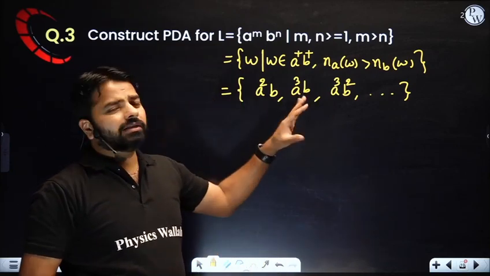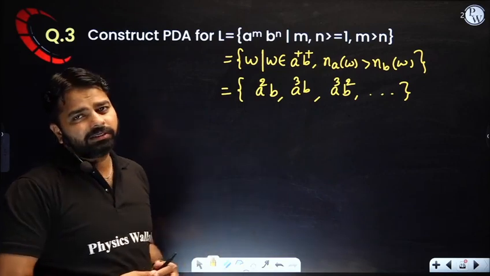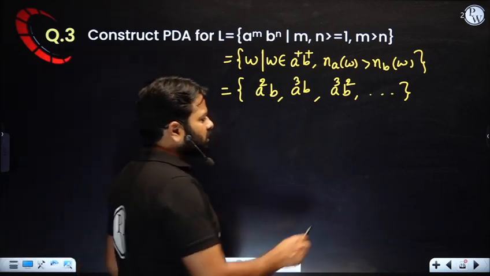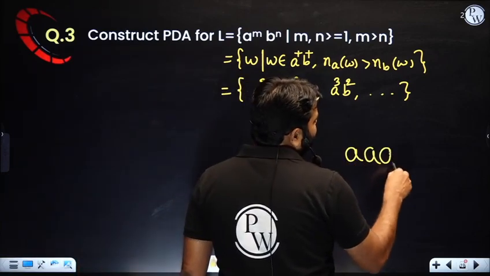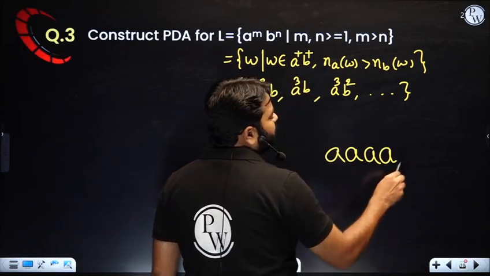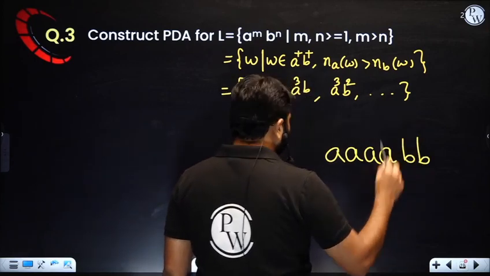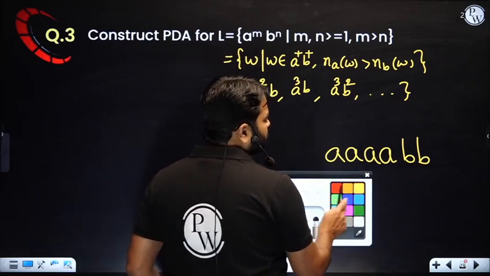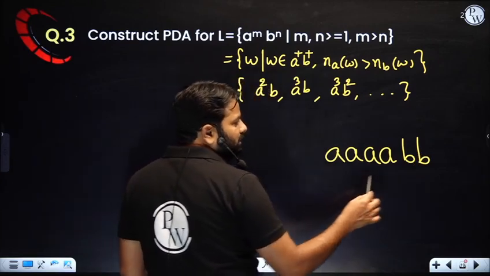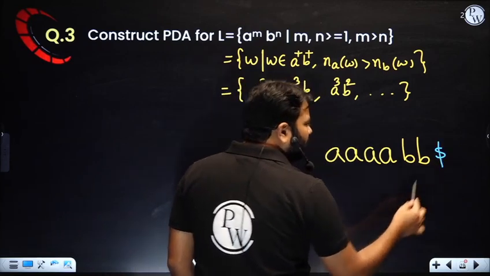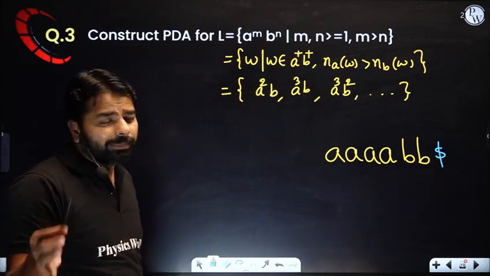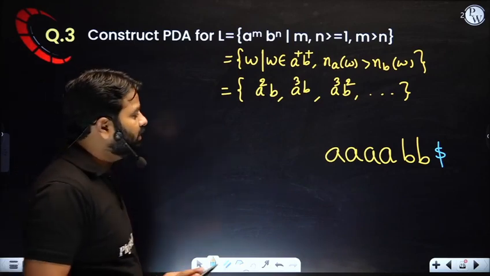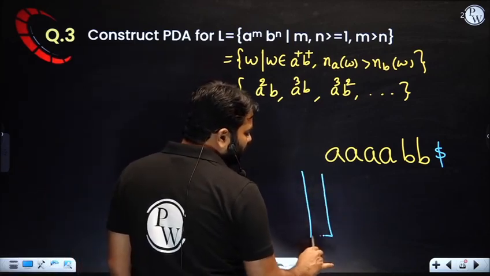Now, in every string, the number of A's should be greater than the number of B's. What should be the logic? One example I am taking, let's say you have four A's and two B's, or three B's, it's your choice. What should be the logic to understand this? Let's say dollar is at the end of the input, as you can design using a DPDA, that's why I'm following deterministic nature. Now, initially you have Z naught.